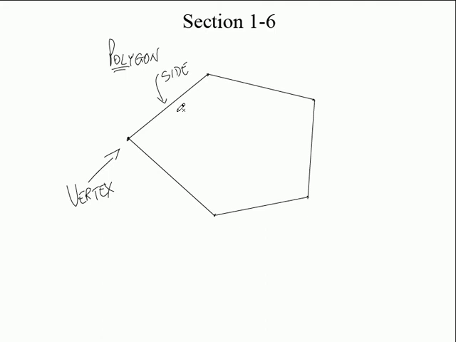There's a couple different types of polygons. We'll keep this one up here for right now. This particular polygon is called a convex polygon. Most of the polygons we're going to talk about are called convex polygons. Let me show you a little test to see if it's a convex polygon or not.